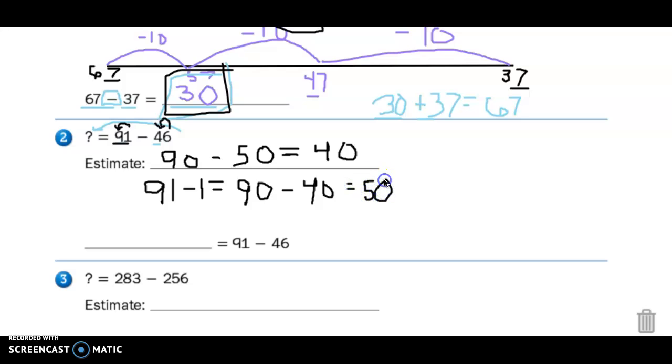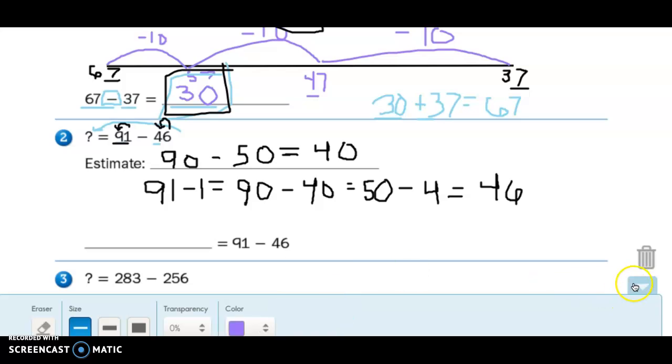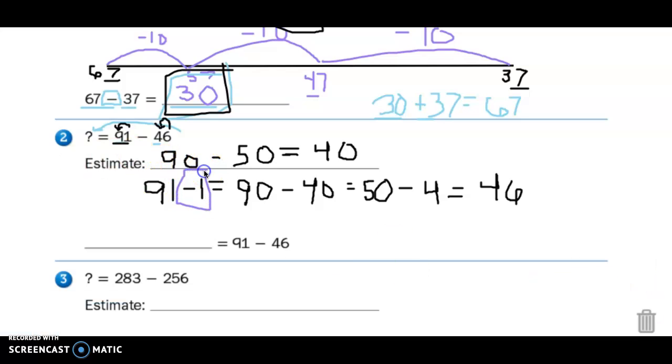Whoop, whoop. Nice to use numbers that we know. And what do we have to take away from 50 to get down to 46? Well, I know that 6 plus 4 is a 10. So if I take away 4, it would get me to 46. Great. Now we just have to add all of the numbers that we took away because that will be our difference. So I need to add 1, I need to add 40, and I need to add 4. 1 plus 4 is 5, and 40 plus 5 is 45.